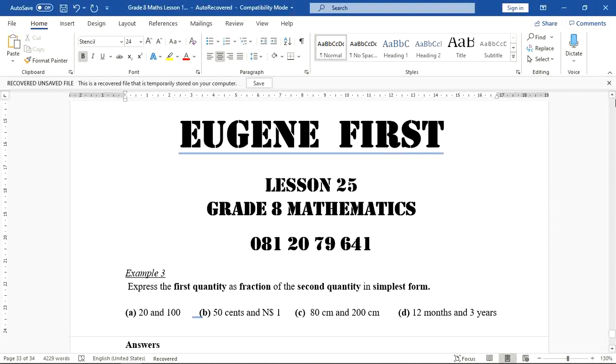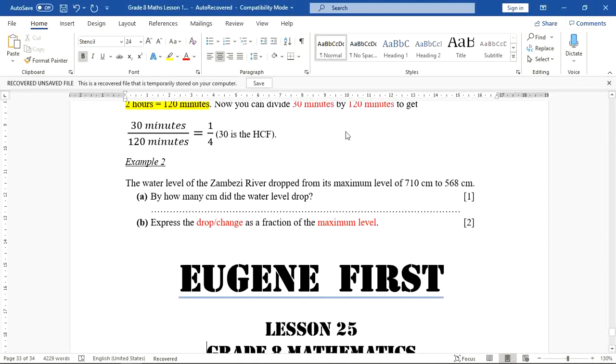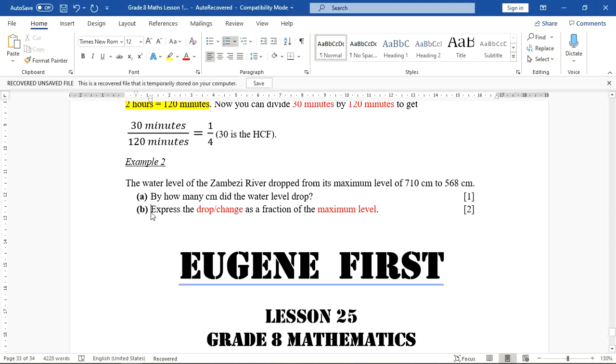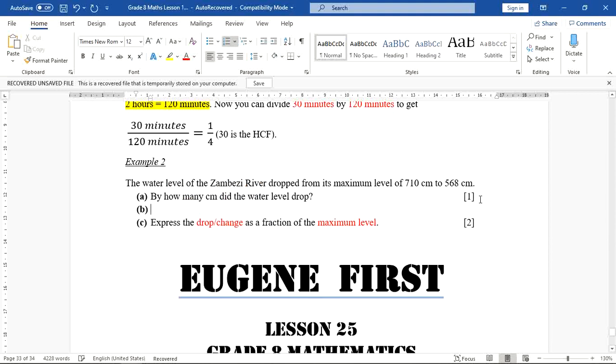Before we look at today's work, I would like to give the answers to example number 2 for lesson number 24. The statement is, the water level of the Zambezi River dropped from its maximum level of 710 to 568 centimeters. By how many centimeters did the water level drop? This is the height, okay? This part is worth just 1 mark, and this is how you could have done it.